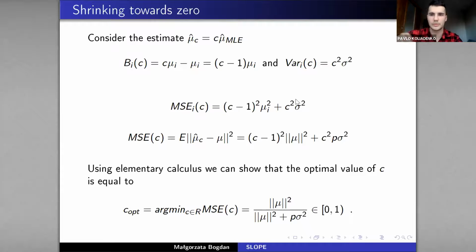I mean, the idea of what we are doing is the same. So we are introducing some bias and reducing the variance, so we are going to have a smaller MSE. Let me just go on, and I will comment when I show you the final result, okay?